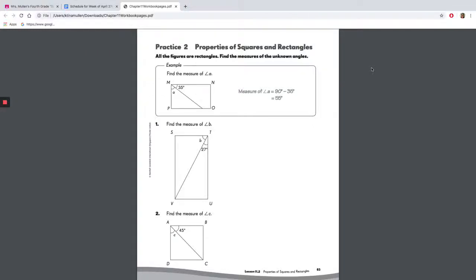Good morning, fourth graders. Today we are looking at lesson 2 in our math workbook that begins on page 83, properties of squares and rectangles.